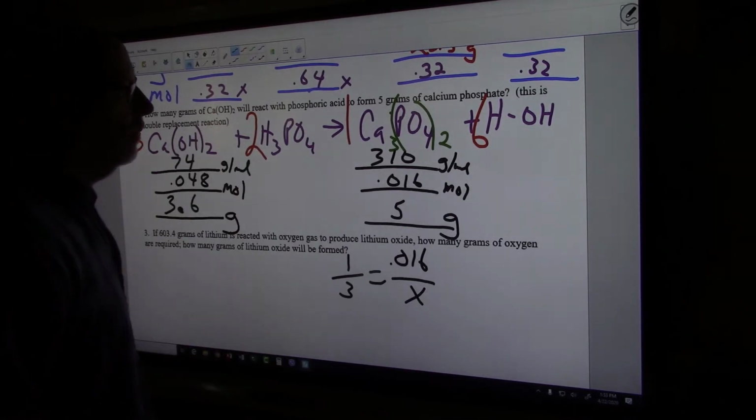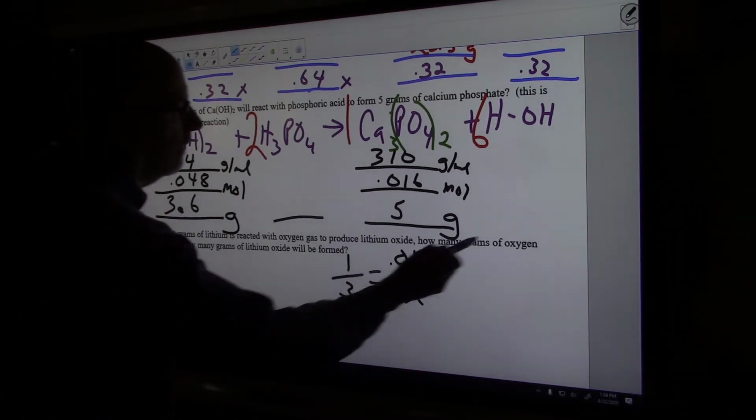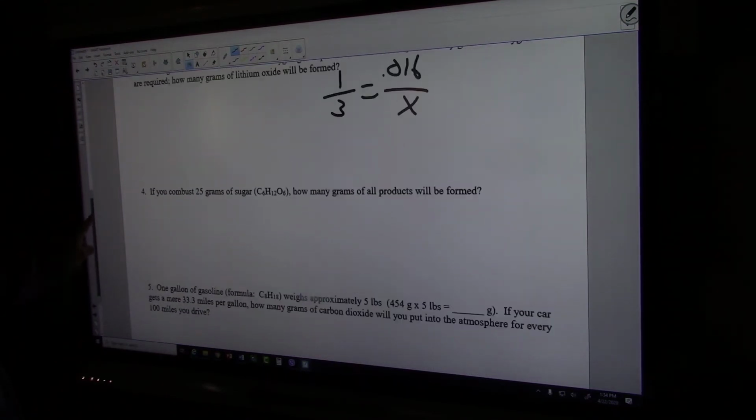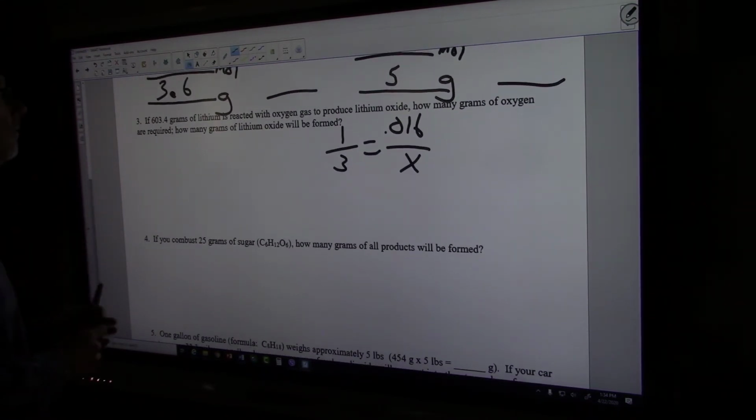Again, I don't have a check on this one because the check is grams on the left equals the grams on the right, and I don't have the grams of this, and I don't have the grams of that. Shameful. I should probably do those, shouldn't I? I think there's 3 more problems here. Oh, this is going to be awesome.